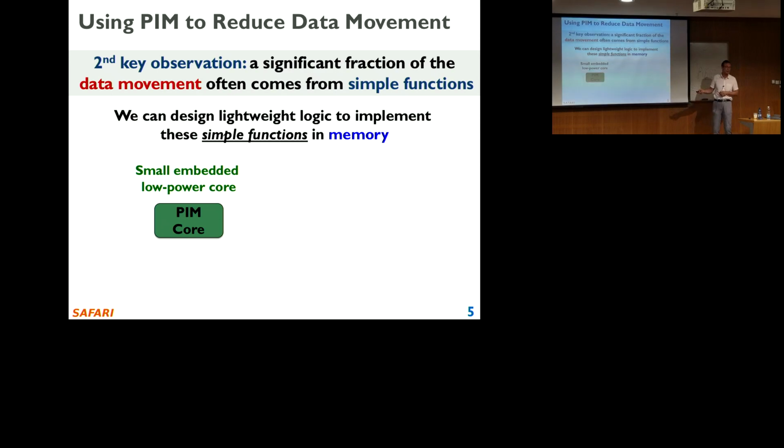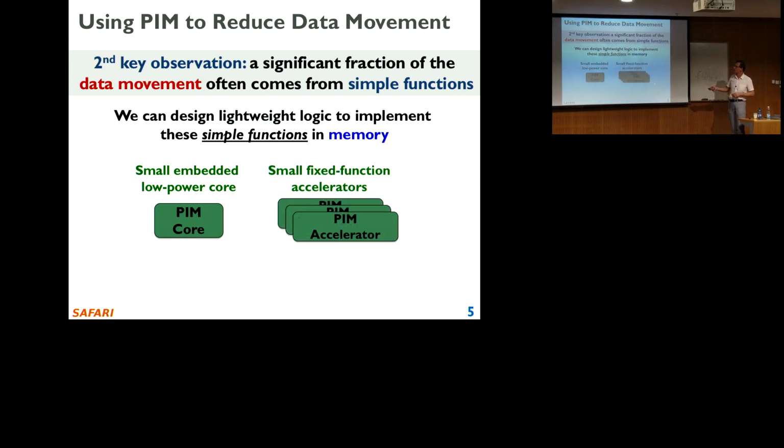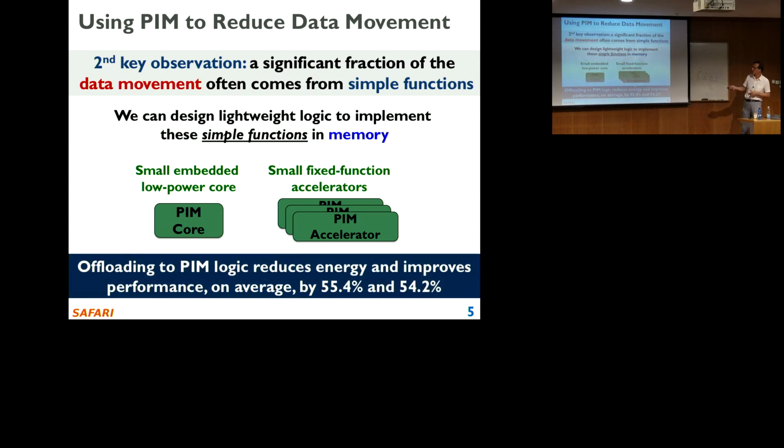We looked at two approaches. One is having a small embedded low-power core, similar to Tesseract but even more stringent, with some SIMD acceleration, which is usually very helpful. The other is small customized fixed-function accelerators. I think this is really important: if you have a logic layer, it's good for that logic layer to be configurable such that you can offload specialized computation on top of it. I think that's a very good way of designing it. In this case, we assumed you had specialized accelerators based on the workloads that we examined. And these are the results. You can improve performance, reducing execution time by about 54%, and reduce energy by about 55%.